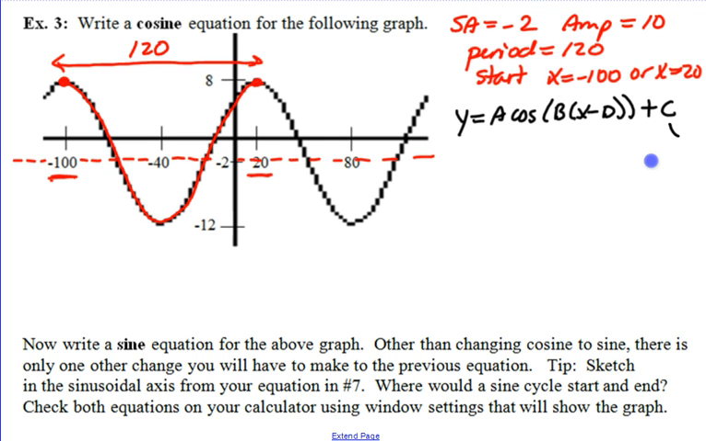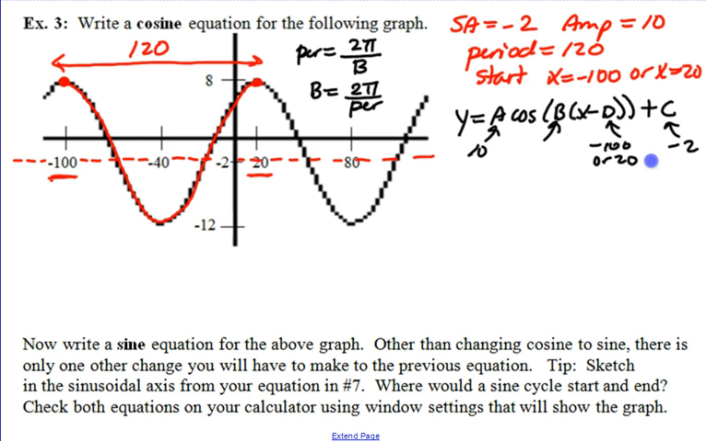Well, sinusoidal axis is -2. Amplitude is 10. Phase displacement is -100 or 20. The question is b. b isn't 120. b is related to 120. Recall that the period is equal to 2 pi divided by b. We could also say that b is 2 pi divided by the period. So b is equal to 2 pi over 120 or pi over 60. So that is our b value.